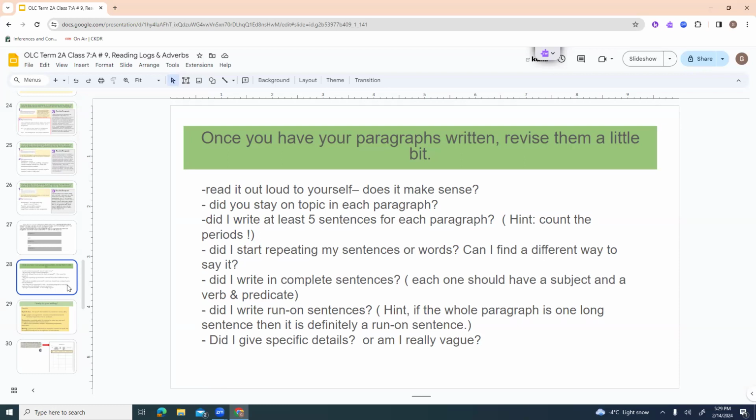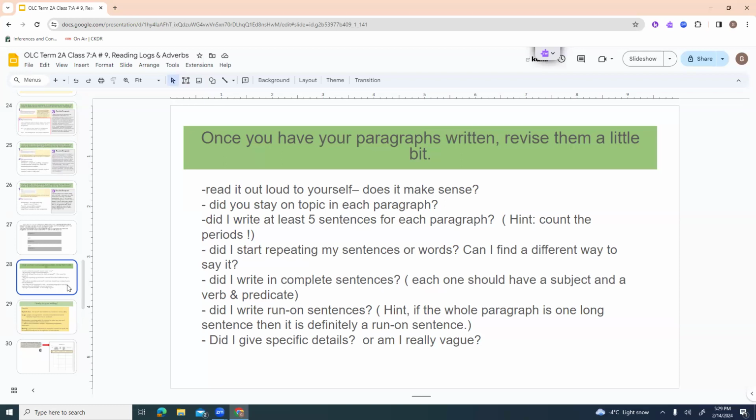That is one of the biggest issues, I think, in a lot of writing: did you answer the question they asked, or did you just kind of start talking about other things that maybe aren't what they were asking about? Did I write at least 5 sentences for each paragraph? Hint, count the periods. I do. I check. This is one of those things I really do check every single time, and I will take off marks if you have not put enough sentences in each paragraph. So please remember to.